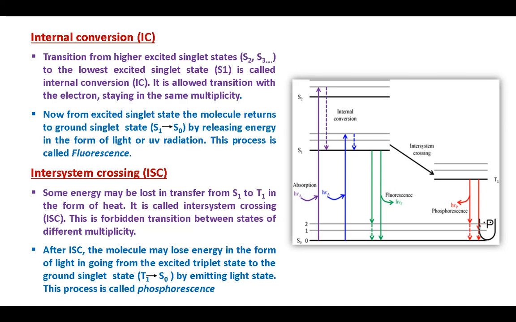After ISC, the molecule may lose energy in the form of light in going from the excited triplet state, T1, to the ground singlet state. This process is called phosphorescence. A consequence of being a forbidden transition is that the phosphorescence rate constant is very low, and phosphorescence therefore occurs on a much longer time scale than fluorescence, with typical phosphorescence lifetimes being in the range 10 raised to power minus 6 to 10 second.